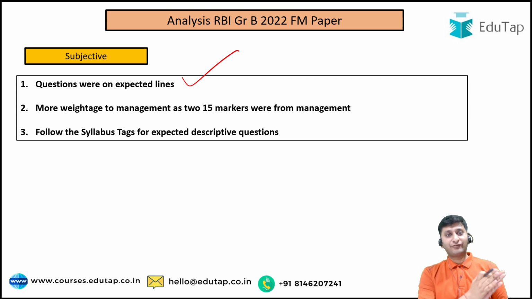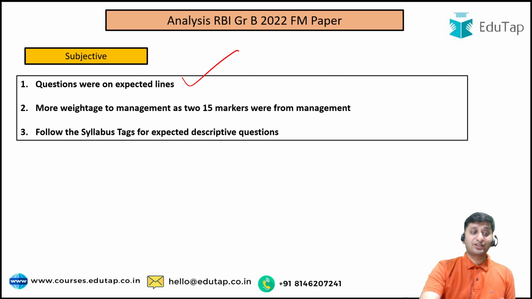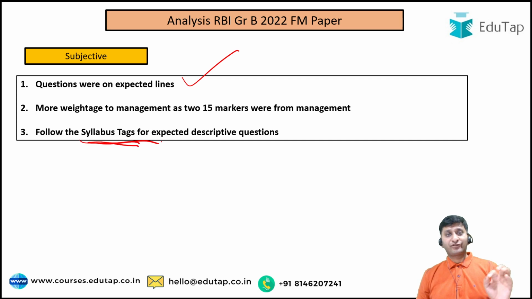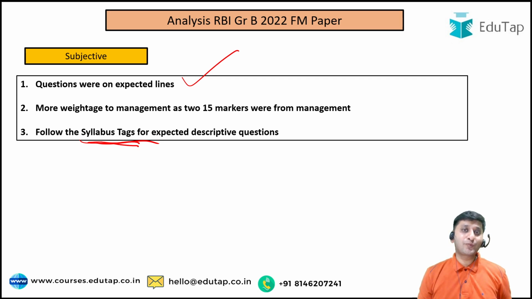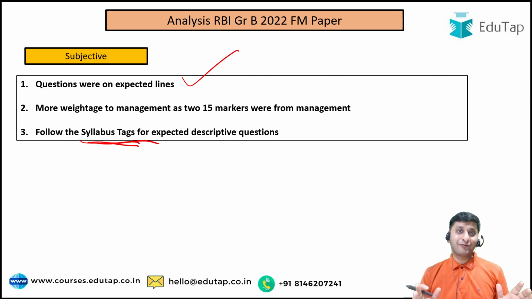Because historically finance has been dominating the FM paper, and the learning is that you should follow the syllabus tags very properly, because out of 6, I think every time 3 or 4 questions are directly based upon syllabus tags. So you already know what would be the question that they would be asking you in the exam. It's all about following the syllabus tags and preparing for them properly in terms of subjective answers, and you will always be able to write good answers.